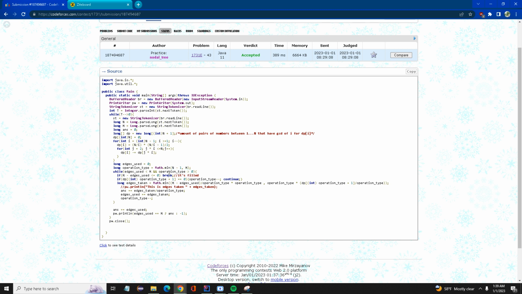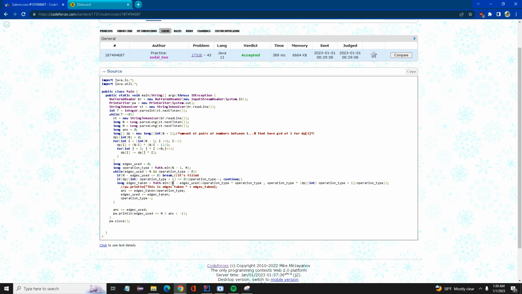Then you just keep track while the edges used is less than n, and the operation type is just k. Just think of operation type as k. The edges left is n minus edges used. If the edges left is zero, then it's filled and you can break. I don't know if this is needed, but I just did it. And if you can't use any edges, just go to the next operation and continue.